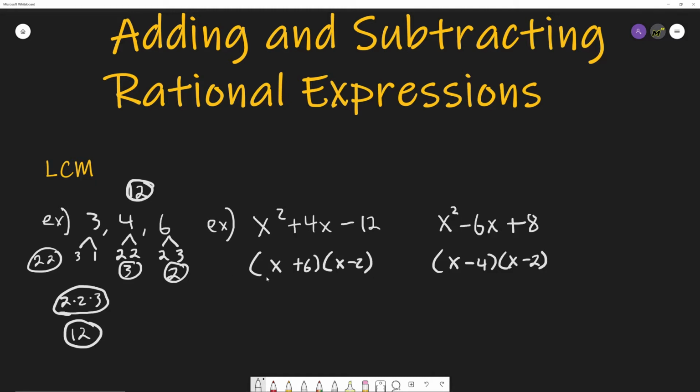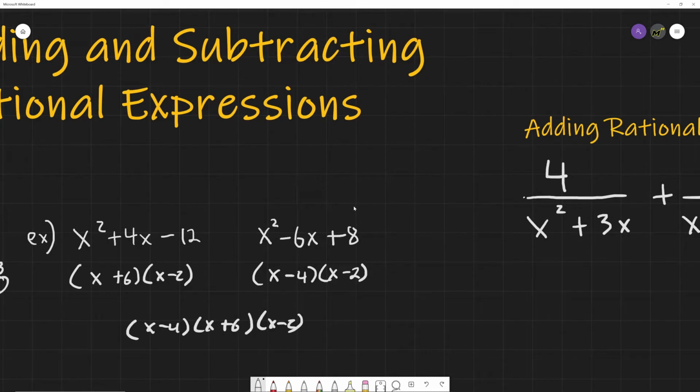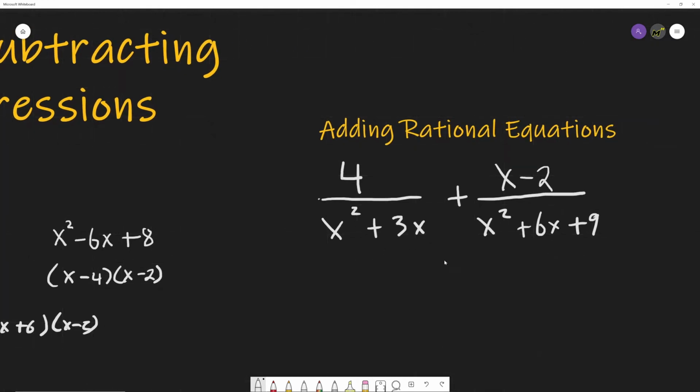So if we think of it in terms, they both have an x minus 2, but the expression on the left does not have an x minus 4, and the one on the right does not have an x plus 6. So the LCM would be x minus 4, x plus 6, and x minus 2, so it has one of every term. Okay, so keep that in mind. We'll need to use that when we add and subtract rational expressions.